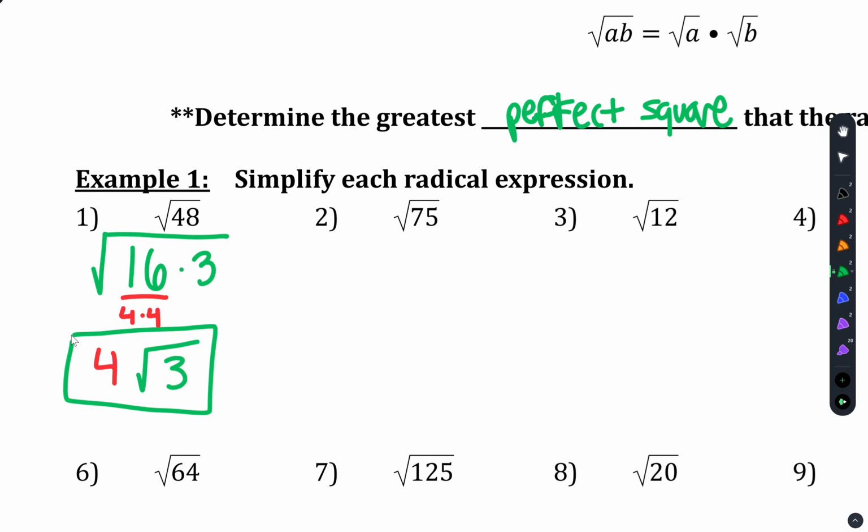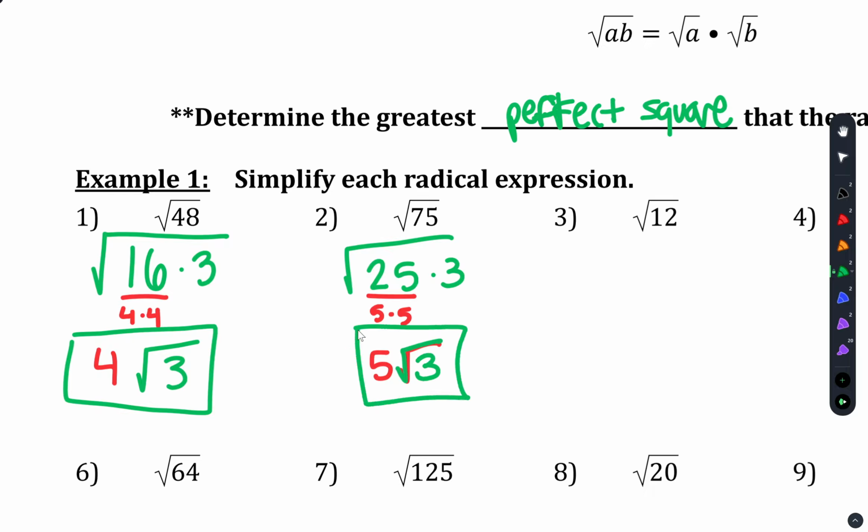Let's do it again with 75. What's the largest perfect square factor we can take out of 75? 25 times what? 25 is the perfect square. 25 is what times what? So I'm going to take out a 5 and put it on the outside, and a radical 3 is left on the inside. Good? What about 12? What's the largest perfect square factor we can take out of 12? 4 times what?